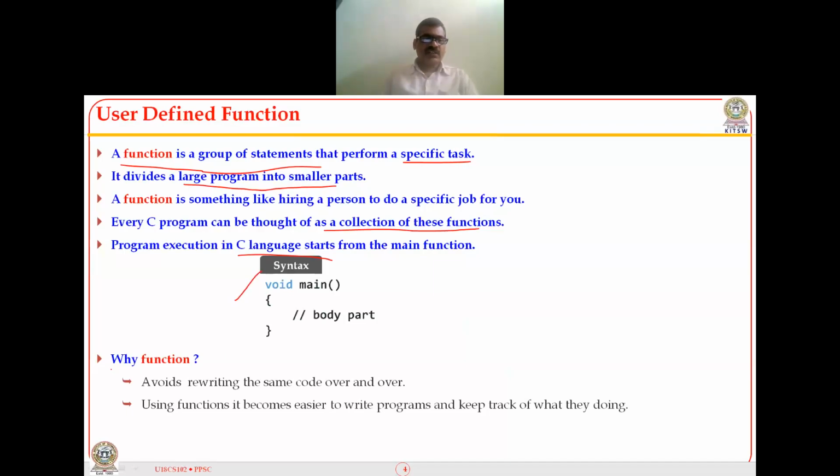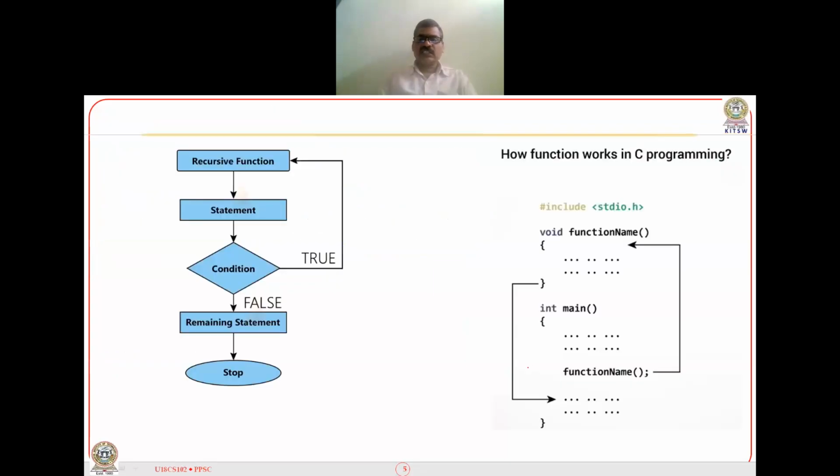Then coming to why a function is needed. A function is required if you want to avoid rewriting the same code repetitively. Similarly, using functions, it becomes easier to write programs and keep track of what they are doing. It becomes easy for us. That is the reason we use functions.